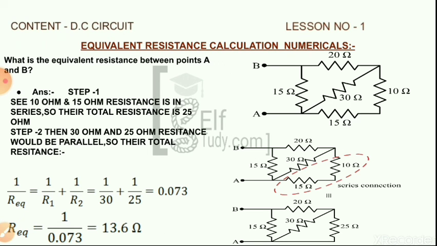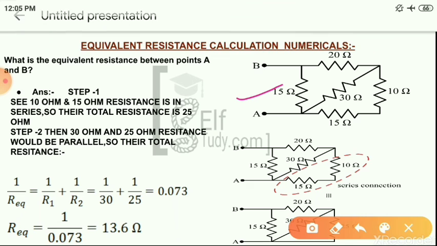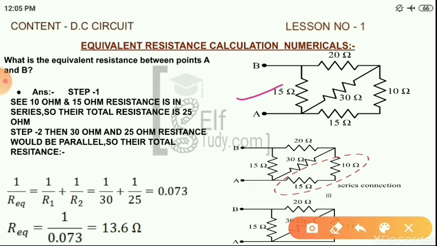Now here is one numerical for finding the equivalent resistance. Let's see this circuit. We have to find the total resistance across points A and B. Here is the question: what is the equivalent resistance between point A and point B? For finding that, we have to progress through some steps.